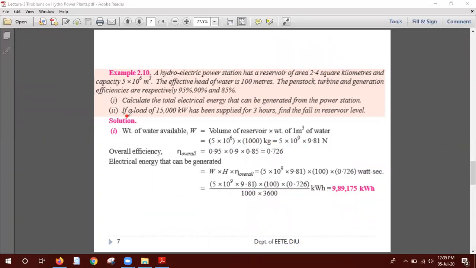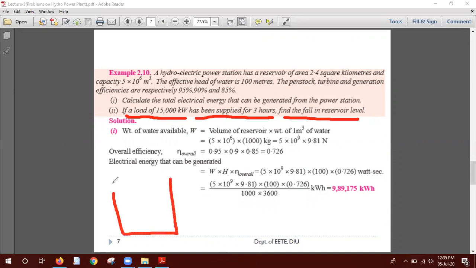But interestingly, in the second question, a load of capacity 15,000 kilowatt has been supplied for 3 hours. Find the fall in the reservoir level. What does it mean, my students? If this is a dam and this is the reservoir, this is the height of 100 meter.